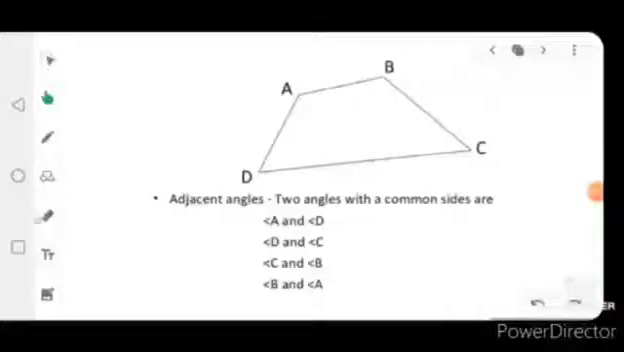Now move towards the next two angles, that is A and B. Here AB is common: AB and BC are the two arms of B, and AB and AD are the two arms of A. So this is the common arm of angle A and angle B. That's why angle A and angle B are adjacent to each other. So these two angles are also known as adjacent angles of a quadrilateral. Students, I hope you got today's point clearly.